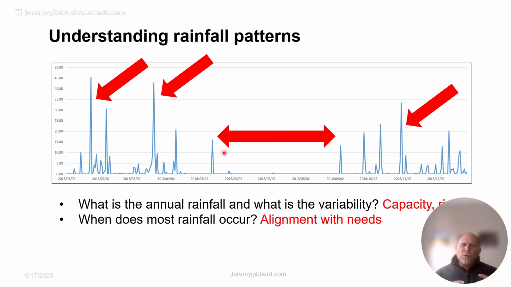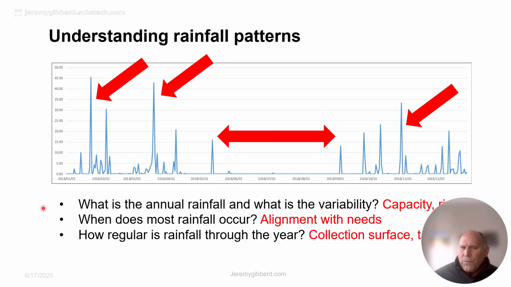And that's important because what you're trying to do, the rainwater harvesting system, is collect water when it's needed. So if your main rainfall falls when the building is full and has many people in it, that works well because you can then use that water directly in your building. How regular is rainfall through the year? Again, does it fall regularly all the way through the year? And if it does, that minimizes the need for a very large catchment area and very large tanks.